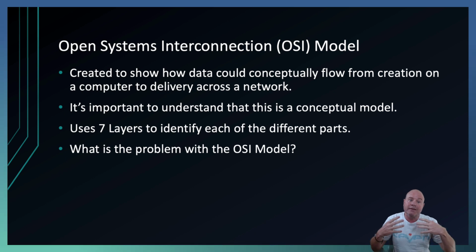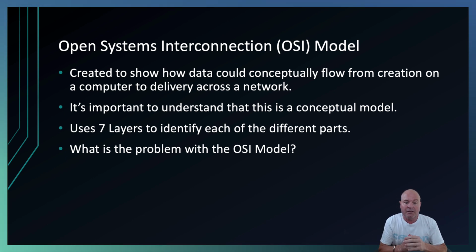Now, the OSI model uses 7 layers that we're going to talk about, but there's a problem with the OSI model because it's conceptual. And conceptual means that if you did this, it should work. The problem with the OSI model is nobody ever actually used it in its entirety, but it was used as a guideline in order to make different pieces of the network work.